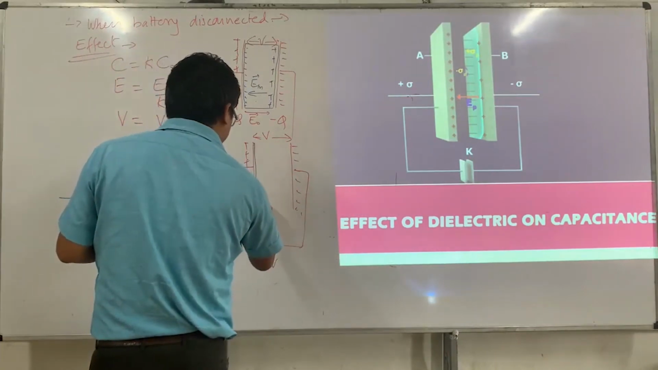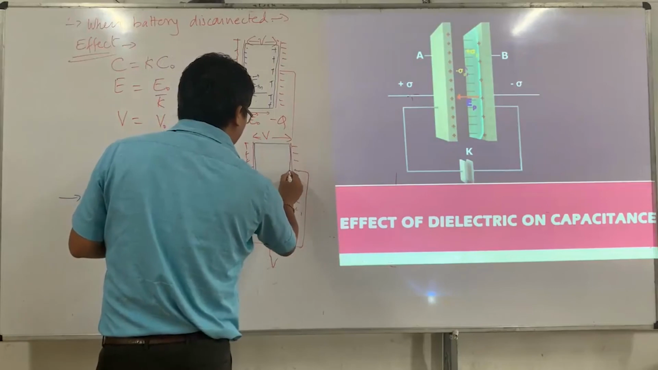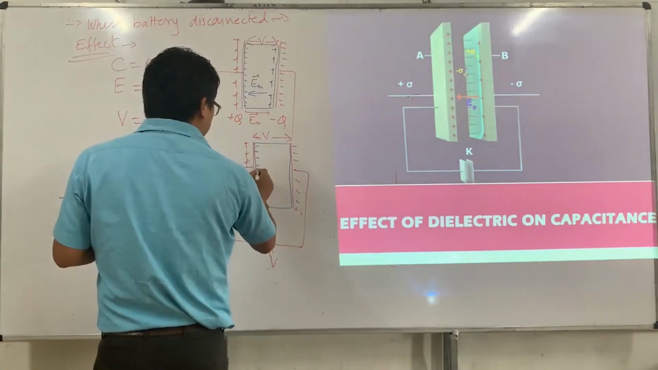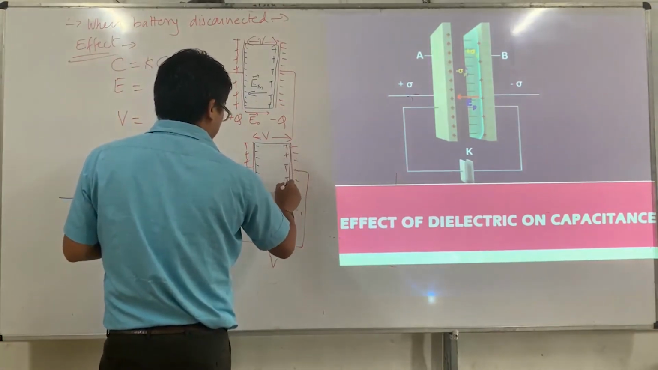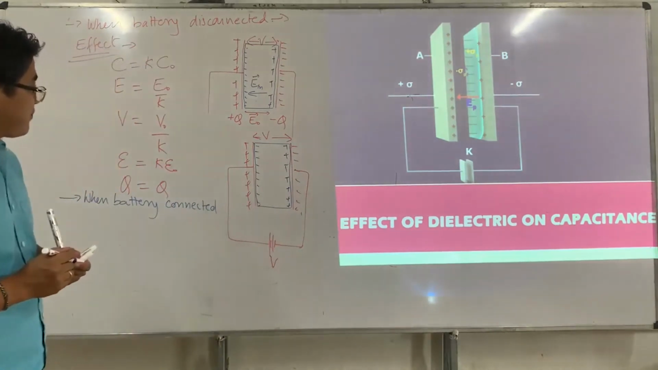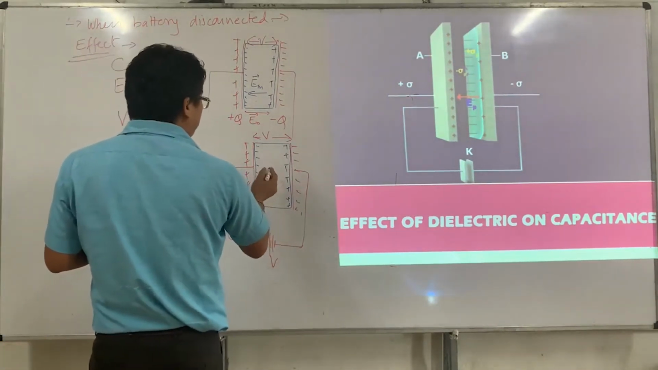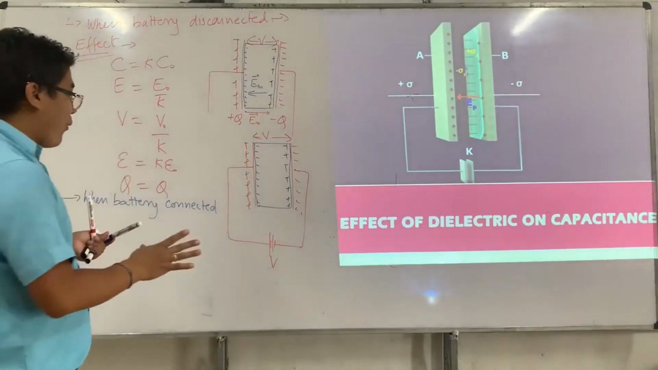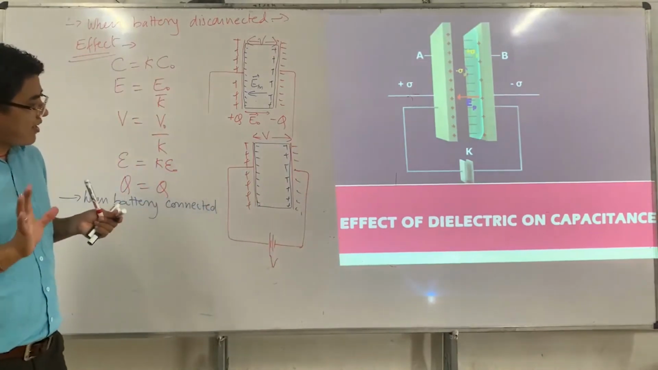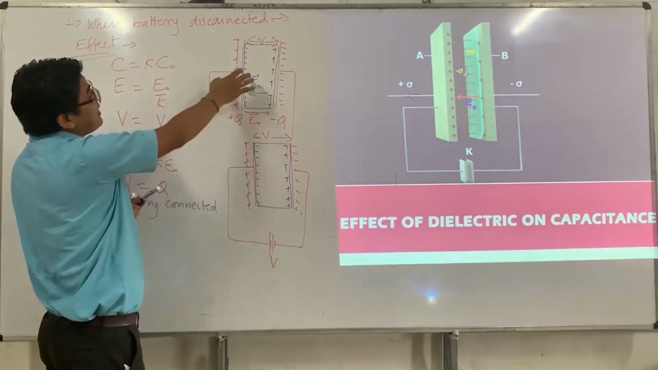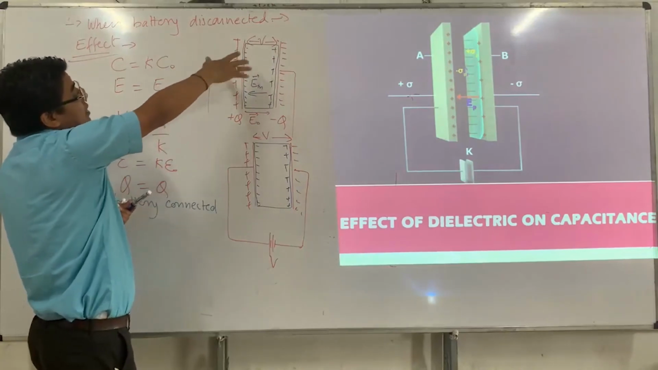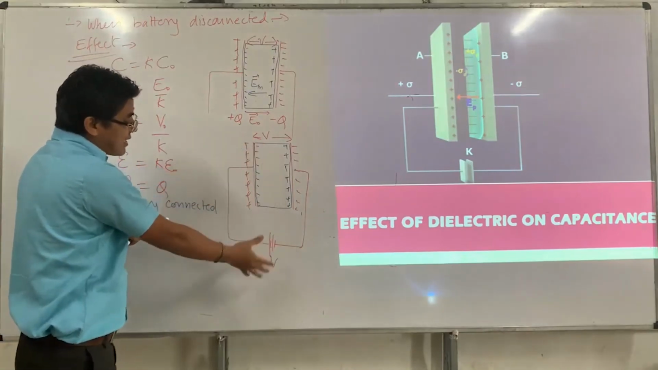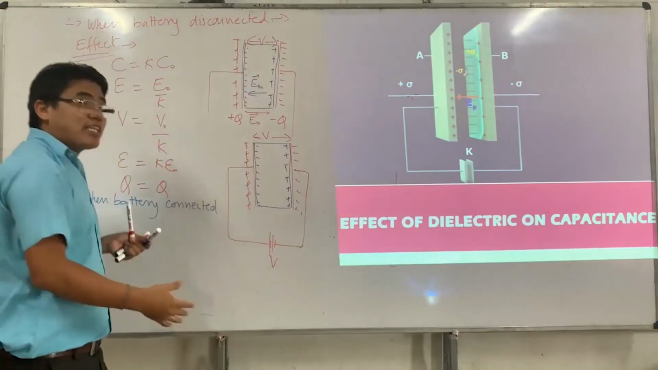Now the battery is connected. As soon as I insert a dielectric, the electric field is going to reduce inside. Potential is going to reduce. Electric field is going to reduce and the potential is going to reduce. However, since the battery is connected, look at here, very important. In the previous case, since the battery is not connected, this remains as it is.